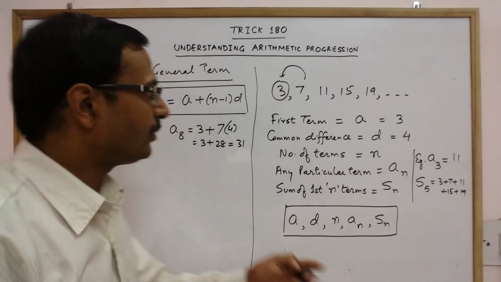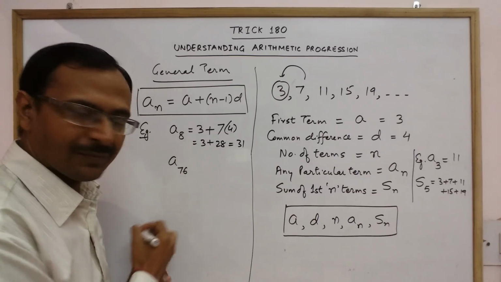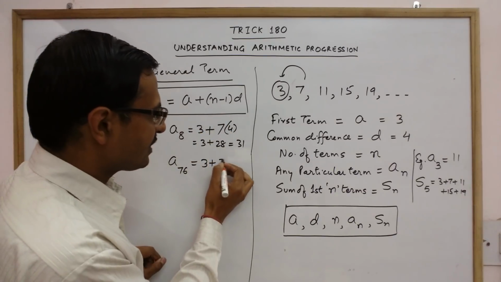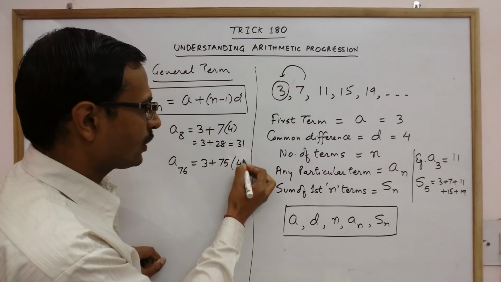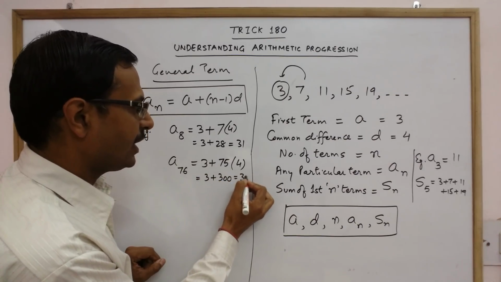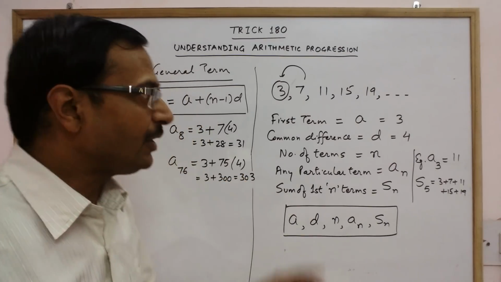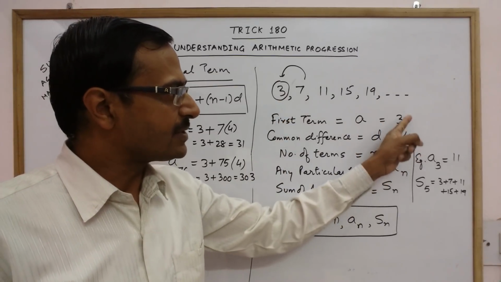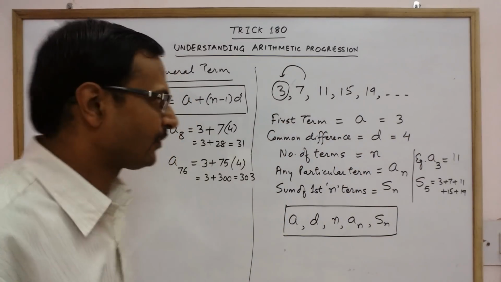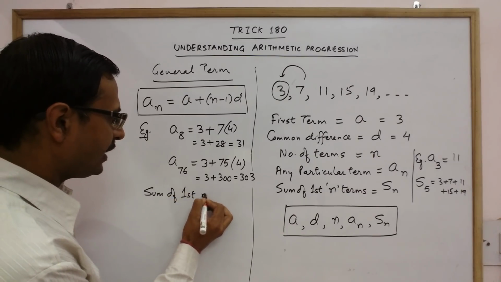Likewise, you can find any term of this AP. Say we have term number 76. This will be A plus 76 minus 1 is 75 into D. D is 4. So 3 plus 300, which is 303. So you see, if we know the first term and the common difference, we can find any term of a given arithmetic progression. Then come to sum of first n terms.